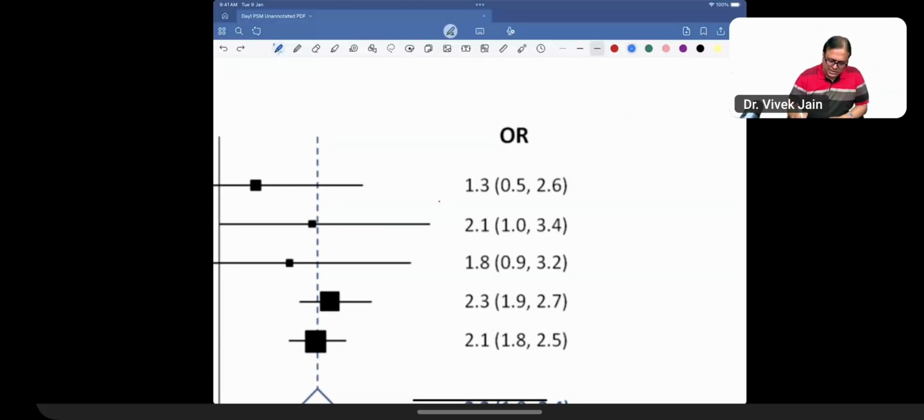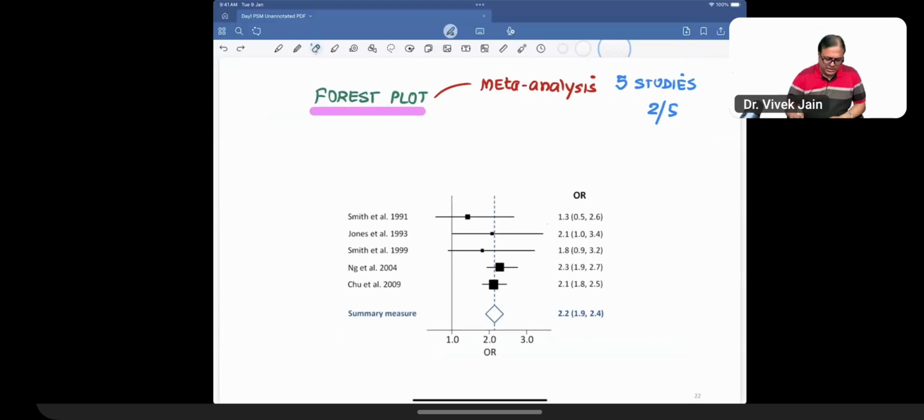What does it mean? Suppose you get an odds ratio of 2.3. You have calculated 2.3, but software tells you may be slightly wrong, you may be slightly right. Actually, it will lie between 1.9 to 2.7. It may be 1.9, 2. You may be actually right, 2.3, but it may be 2.5 or 2.7 also. So let me tell you like this. Suppose you are going to score 87% marks in NEET PG.